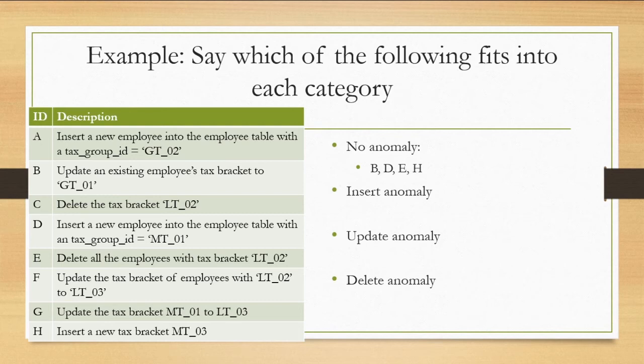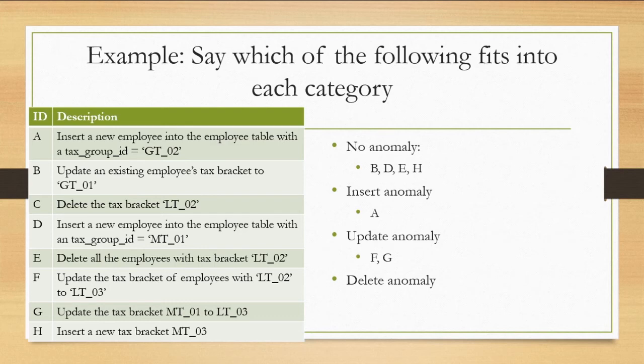Okay, the insert anomalies. So A, insert a new employee into the employee table with a tax group ID of GT02. Now, GT02 does not exist, thus it is an insert anomaly as it points to a random or unknown primary key. So our update anomalies, F and G, F being update the tax bracket of employees with LT02 to LT03. LT03 does not exist, thus it cannot point to it. Thus, it's an update anomaly.